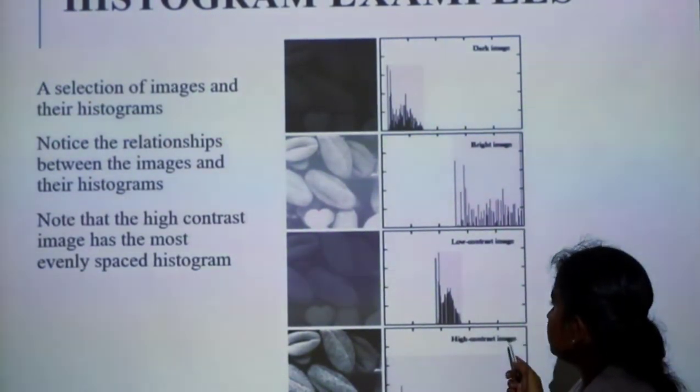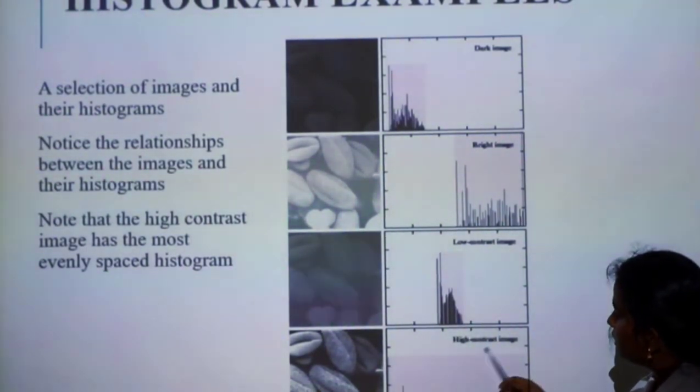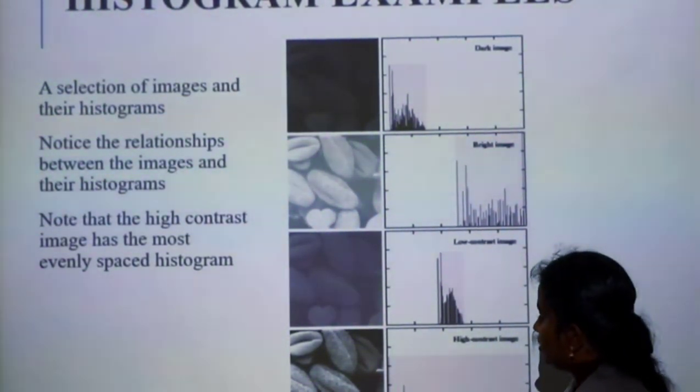Next, in a low contrast image, the pixel values in the histogram are present in the centered part. In a high contrast image, they are distinguished in nature.